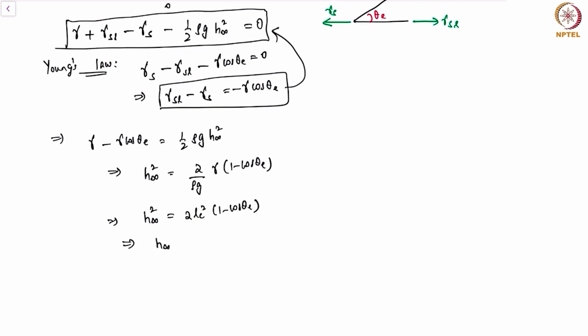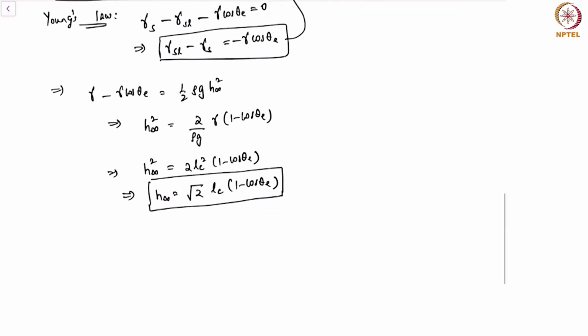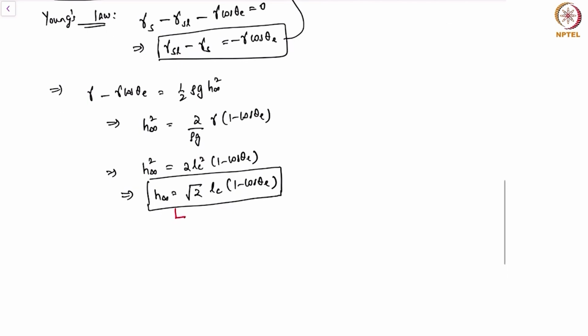Or in other words, h infinity is square root of 2 LC into 1 minus cosine of theta e. That's the height of the puddle, or height of the drop or puddle.